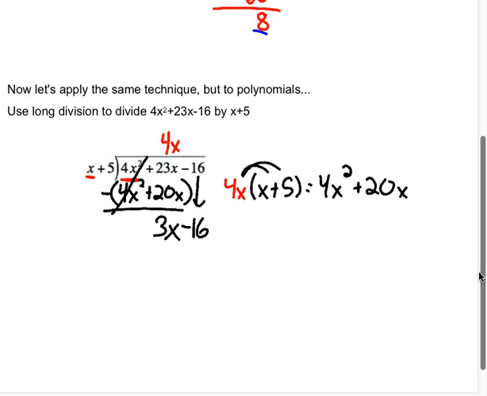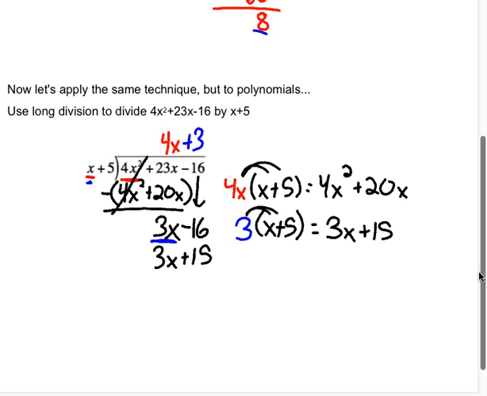All right, now I get to play the same game again. I'm going to take that x and see how many times that x can go into 3x. Well, in this case, it's nice because you can just see I just have to multiply x times 3 for it to cancel off that 3x. So I'm going to put that plus 3 up top. Then I need to multiply that by the whole x plus 5. When I do, I get 3x plus 15. So now I need to take that 3x plus 15 and subtract it off to see how close I got.